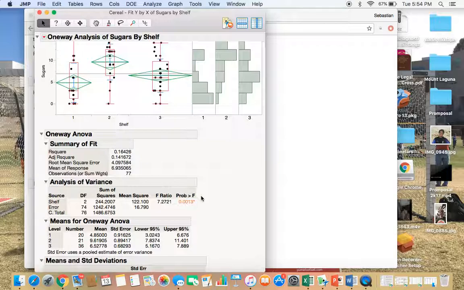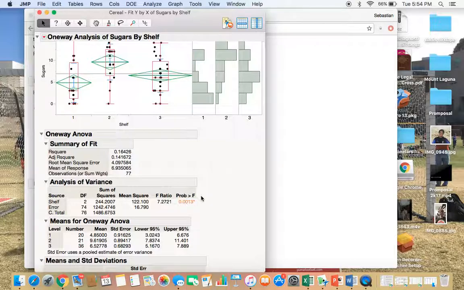So part D asks us, can we conclude that cereals on shelf 2 have a different mean sugar content than cereals on shelf 3? Can we conclude that the cereals on shelf 2 have a different mean sugar content than cereals on shelf 1? What can we conclude? Since the alternative hypothesis only states that at least two population means are different, it isn't very helpful. It does not tell us which one is actually different from one another. So therefore, we cannot conclude which shelf is in fact different from one another.